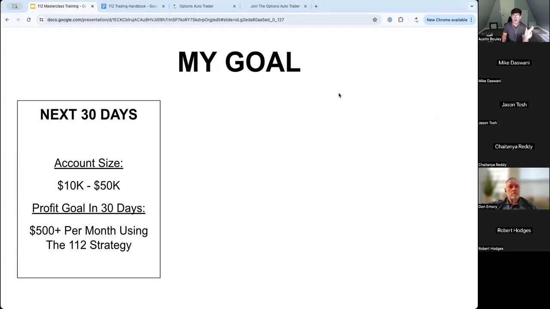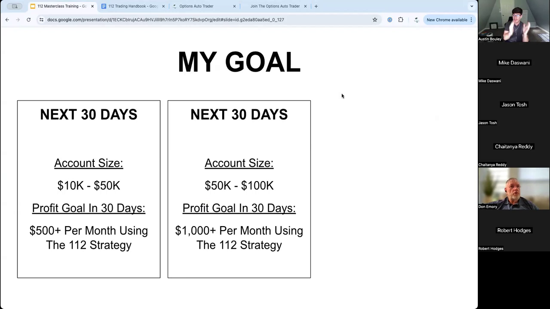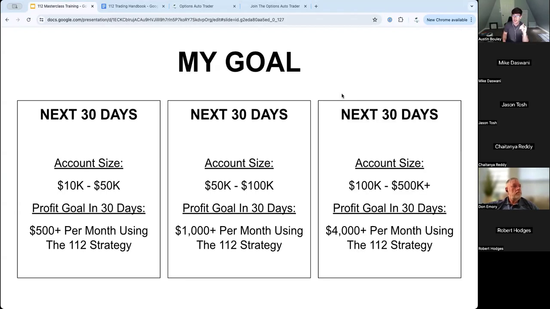My goal is, if your account is between 10 to 50,000, to get you to making $500 a month. If you're from 50,000 to 100,000, I want to get you to 1,000 a month using these 112s. And if you have 100,000 to 500,000, my goal is to get you to 4,000 a month. Now, that's not a guarantee or a promise, but based on everything that I've seen, I believe I can get you there with what I'm teaching today.